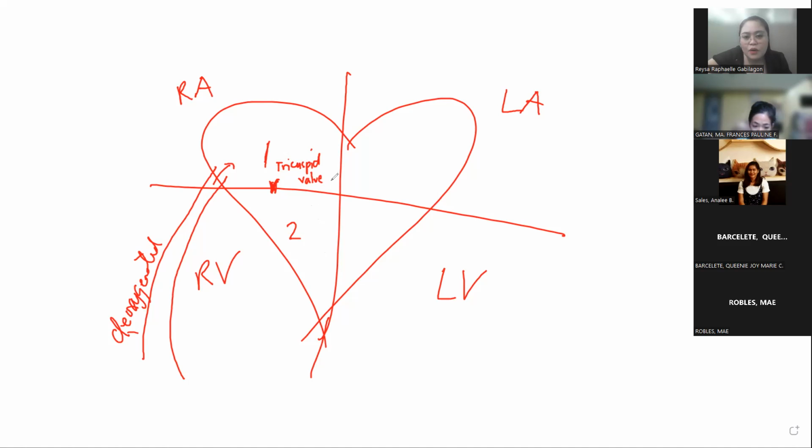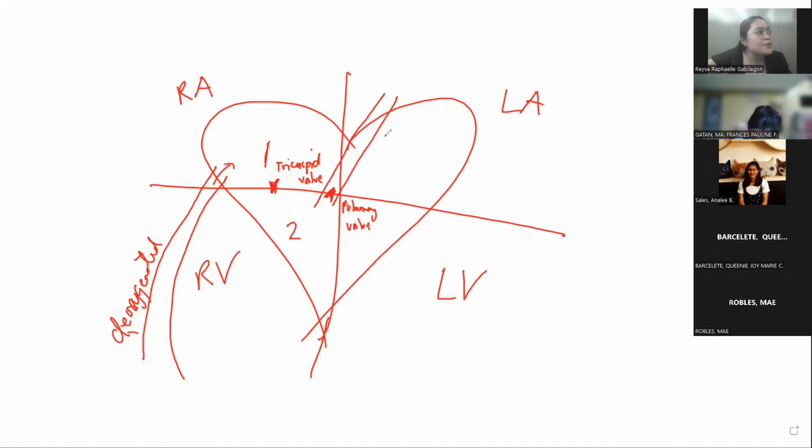And then, you have here, class, a valve, another valve here. And this is called the pulmonary valve. Okay? Because from the right ventricle, the blood will be pushed to the lungs. So our blood will first pass through the lungs, class. So again, it passes through our pulmonary valve.